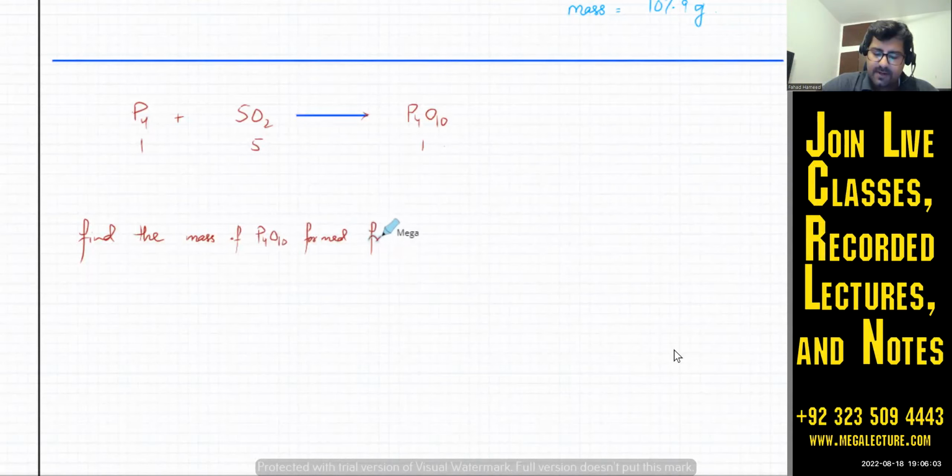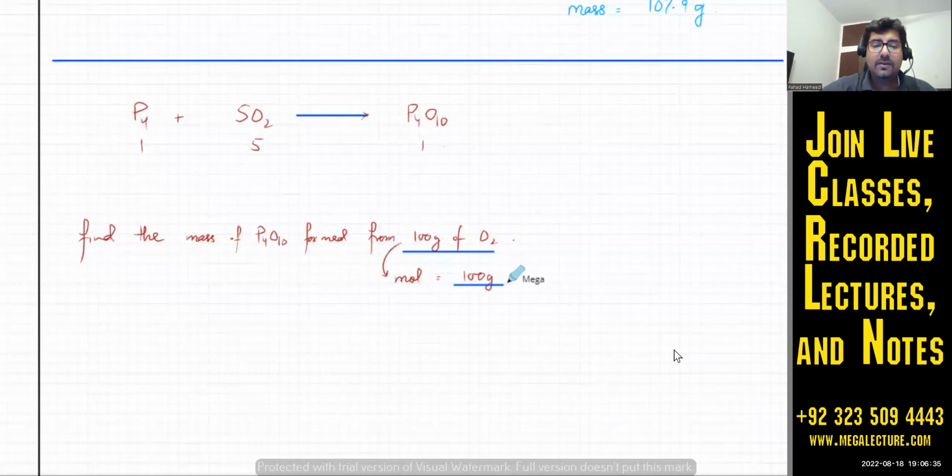from 100 grams of O2. So you had 100 grams of O2 and you're going to try and figure out what mass of P4O10 is formed. So first thing is, I'm going to convert that into moles. I want to find out the number of O2s that I've got. How many moles of O2 do I have? Moles will be mass divided by the molar mass of O2.